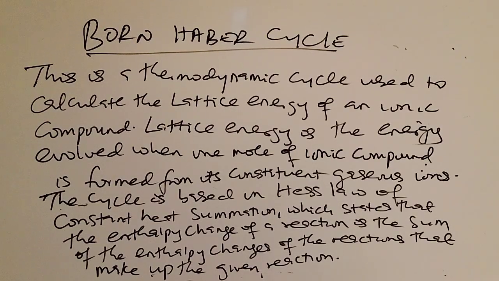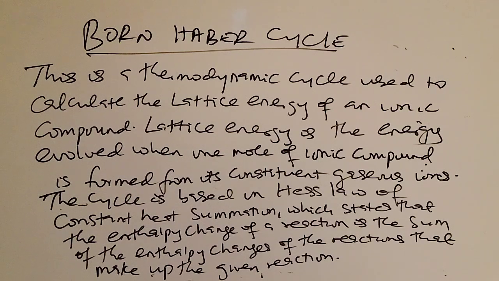Okay, now we're going to look at a very important thermodynamic cycle called the Born-Haber cycle. The Born-Haber cycle is the thermodynamic cycle used to calculate the lattice energy of an ionic compound. Lattice energy, which is a property of ionic compounds, is the energy evolved or given out when 1 mole of an ionic compound is formed from its constituent gaseous ions. Repeat: lattice energy is the energy evolved when 1 mole of an ionic compound is formed from its constituent gaseous ions.